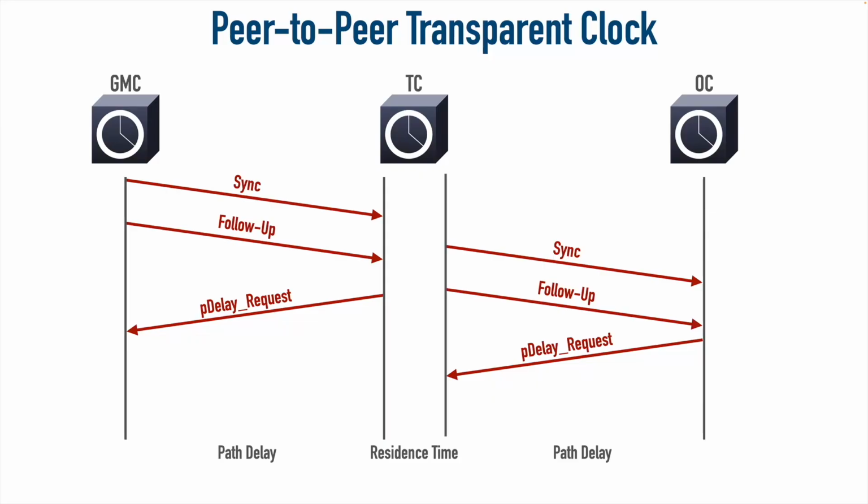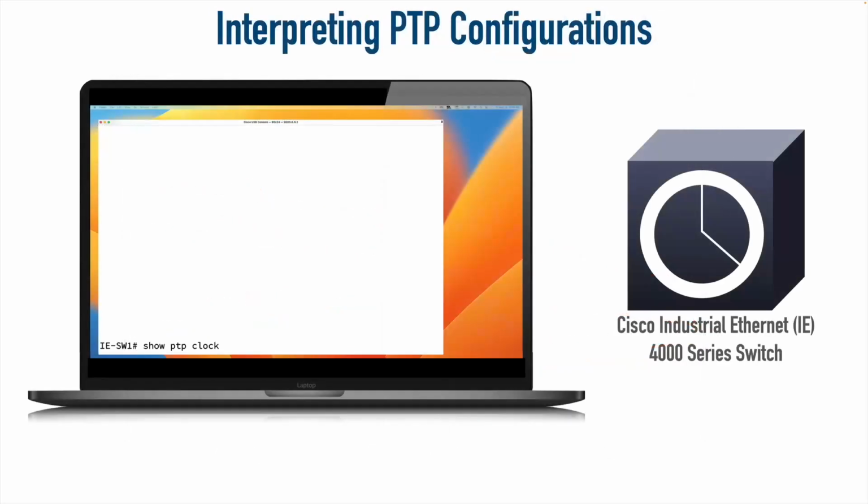But the big difference between the end-to-end transparent and the peer-to-peer transparent clocks comes down to the sync message. The end-to-end transparent clock sends the sync message all the way through the network, but a peer-to-peer transparent clock responds to the sync message and then sends its own sync message to the next hop towards the destination. And for the Encore exam, we're not expected to know how to configure PTP. There are a lot of options. The exam blueprint says that we need to be able to interpret a PTP configuration, which is the reason we went through a discussion of those different modes in which a PTP clock can run.